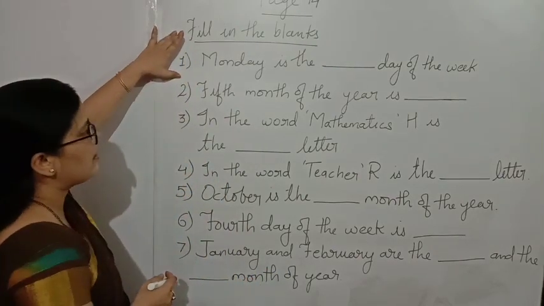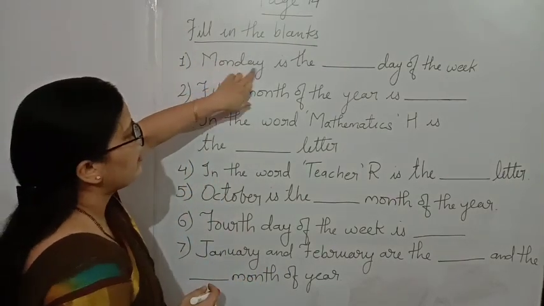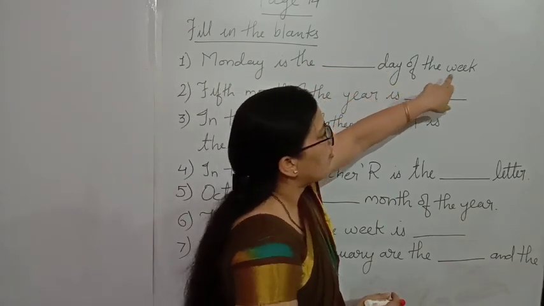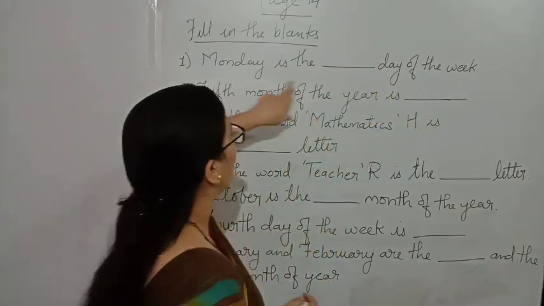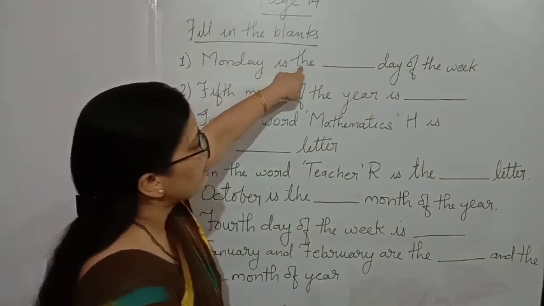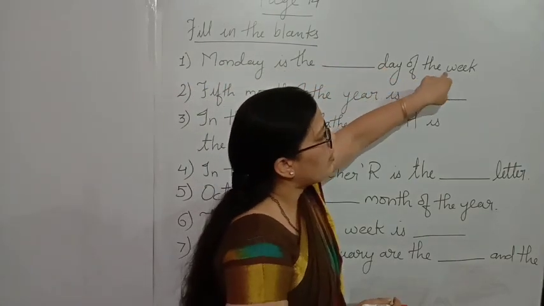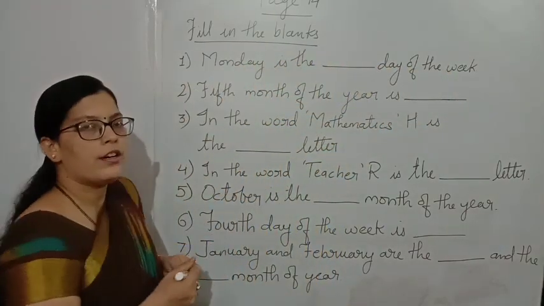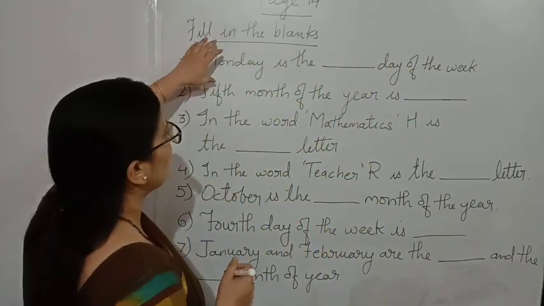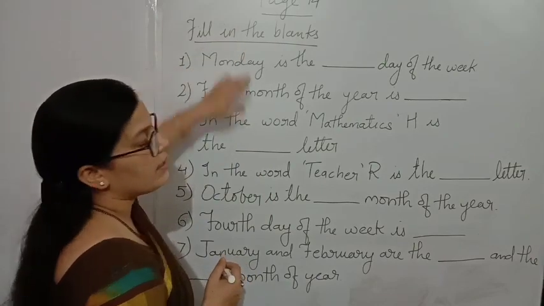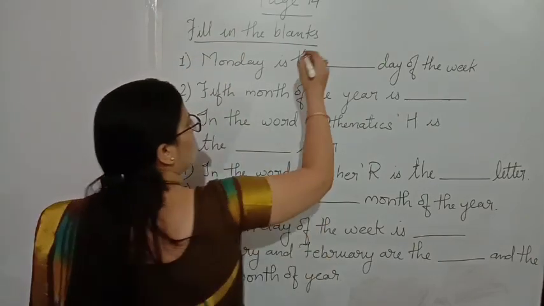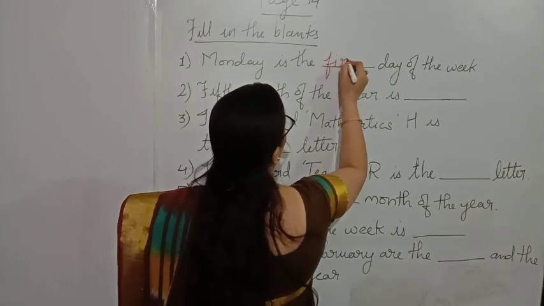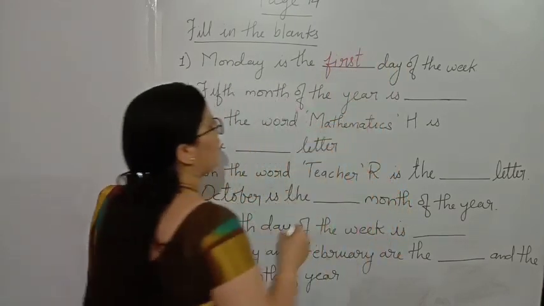The first sentence is: Monday is the dash day of the week. It is last, first, second, third, fourth, fifth. What is the position? Monday is the first day of the week. So here we'll write first day of the week.